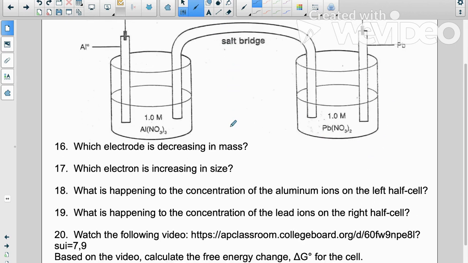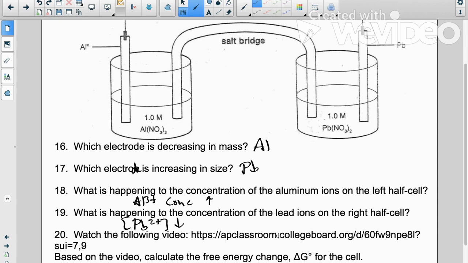Okay, so which electrode is decreasing in mass? Again, this is going to be the aluminum, because that's going into solution. Which electrode is increasing in size? That's lead. What is happening to the concentration of the aluminum ions on the left-hand side? That concentration of Al3+ is going up. Okay, the concentration of lead ions, Pb2+, is going down.